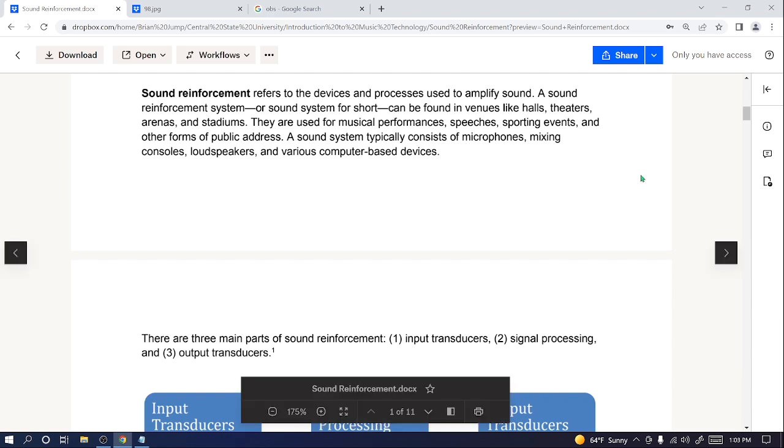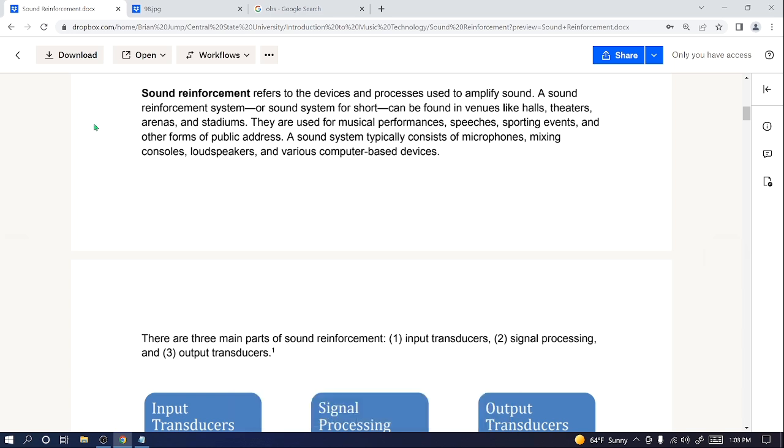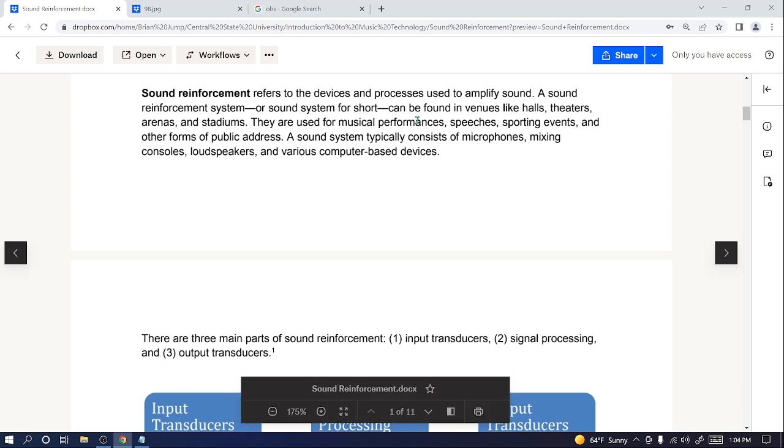Now, sound reinforcement refers to the devices and the processes used to amplify sound. So you'll see sound reinforcement systems, or sound systems for short, in venues like halls, theaters, arenas, stadiums, recital rooms. There's even a sound system in this room, but often they're found in halls and theaters, etc. And they're used for musical performances or speeches, sporting events, and other forms of public address. And they usually consist of microphones, mixing consoles, loudspeakers, and various computer-based devices.